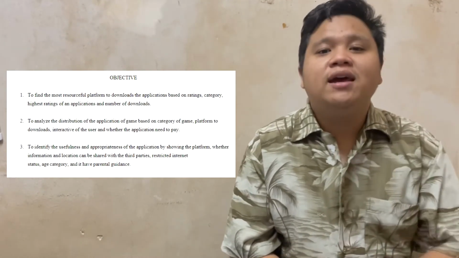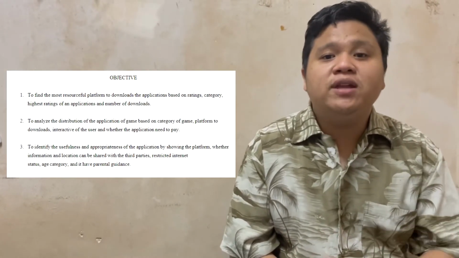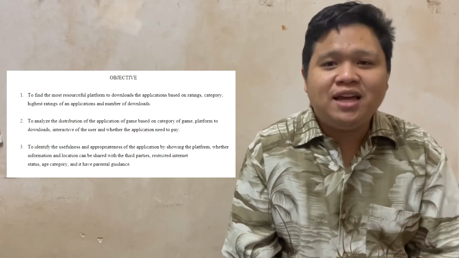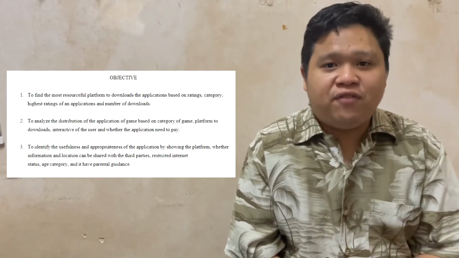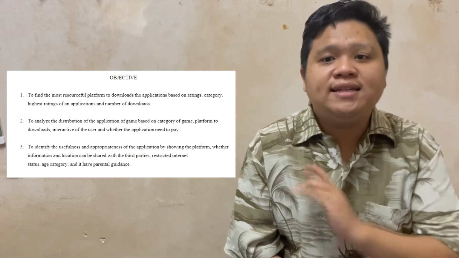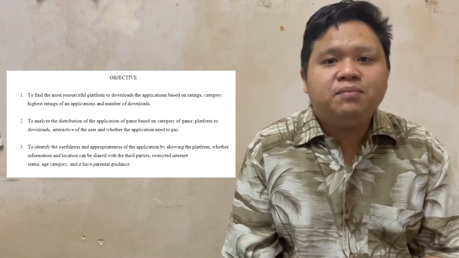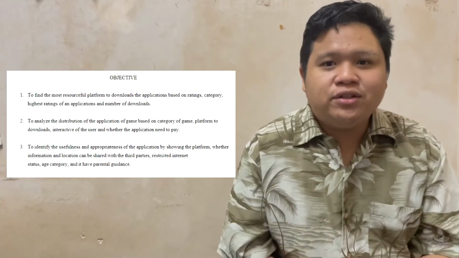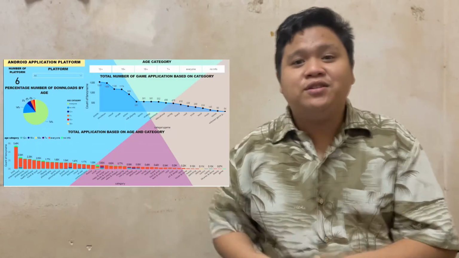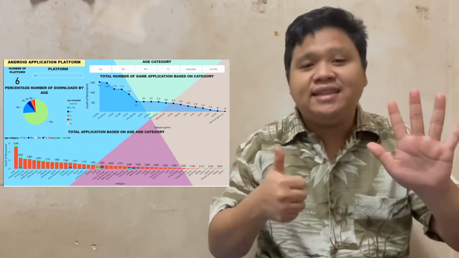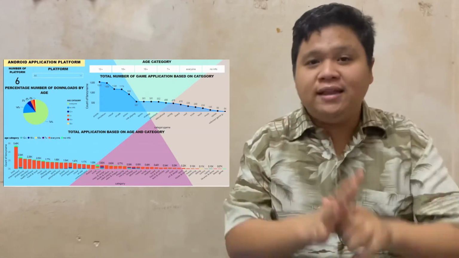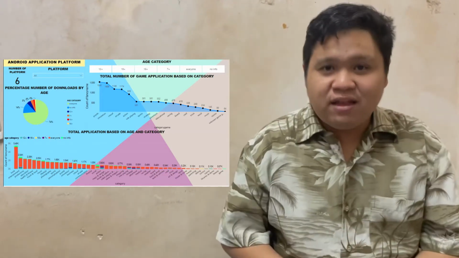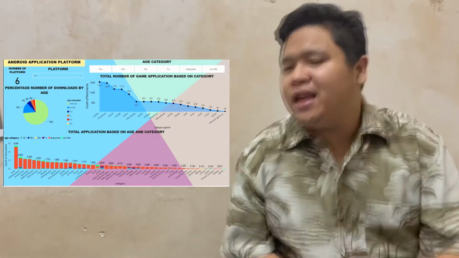And the third one is to identify the usefulness and appropriateness of the application by showing the platform, whether information and location can be shared with third parties, restricted internet status, age category, and also whether it has parental guidance. So let's go to our dashboard. It's over here, and as you can see, there are 6 platforms that we have to interpret the data, doing data visualization, and also doing storytelling to you guys.